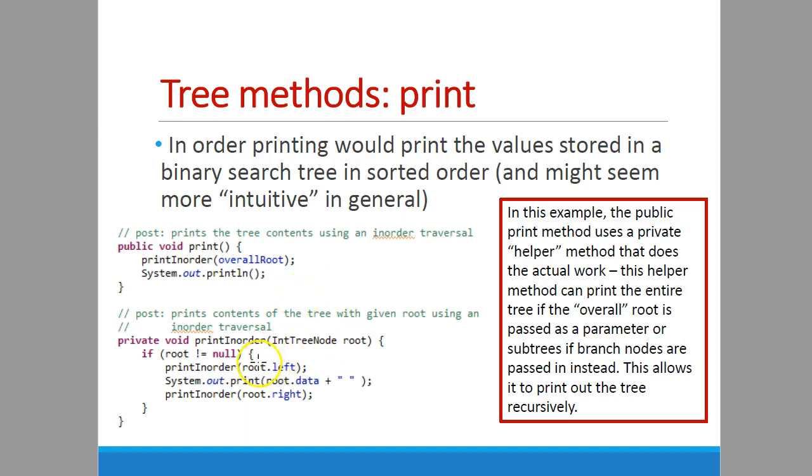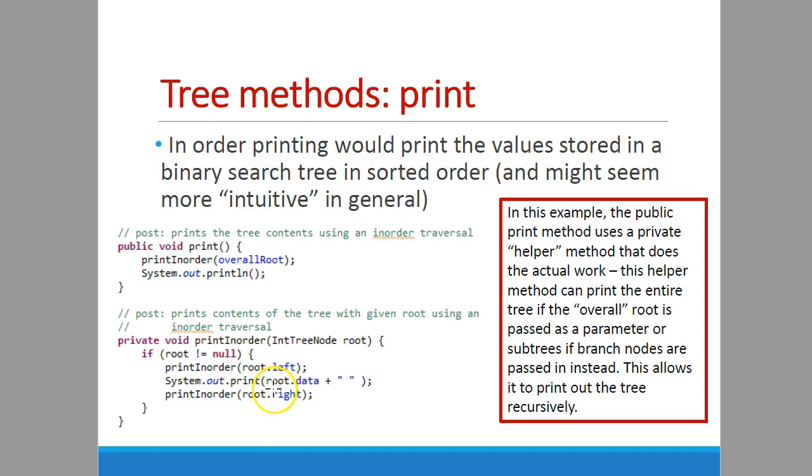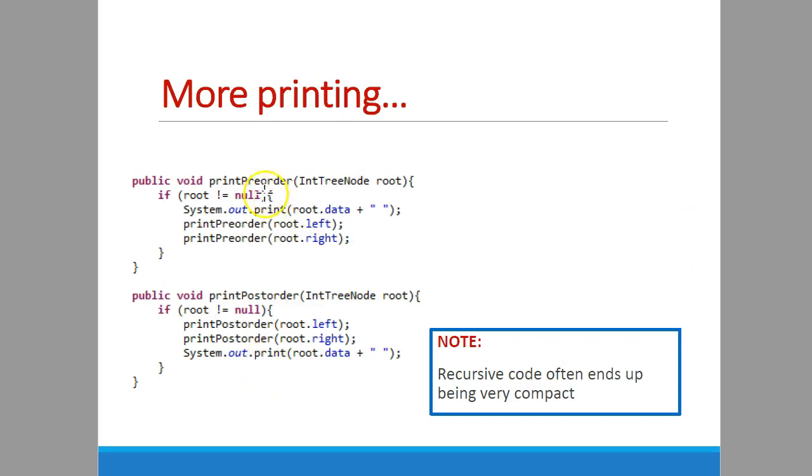So what is this thing going to do? If the root's not null, then it's going to print the left. Then it's going to print the root, the parent root itself, and then the right. And we can do the same thing for the pre-order by printing the node before its left and right, or we can do the post-order by printing the node after the left and right.